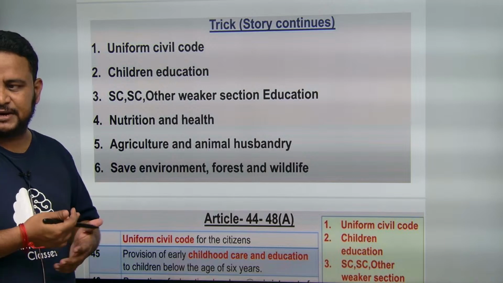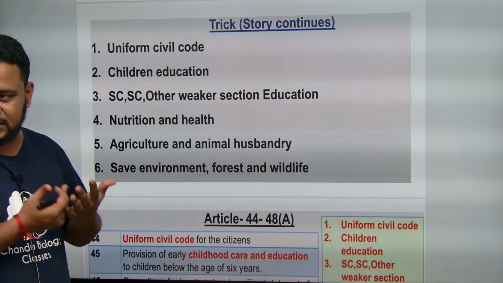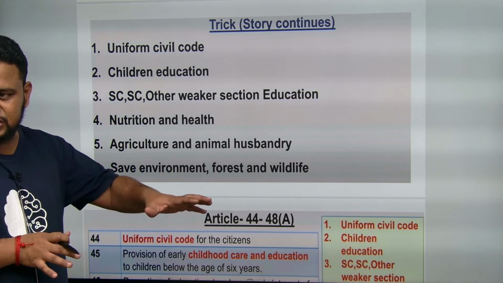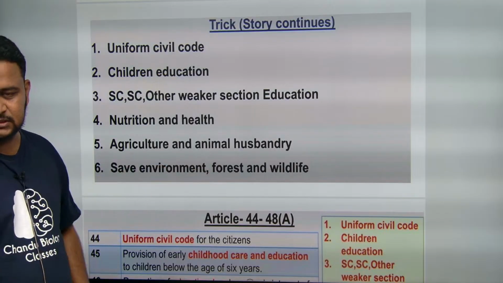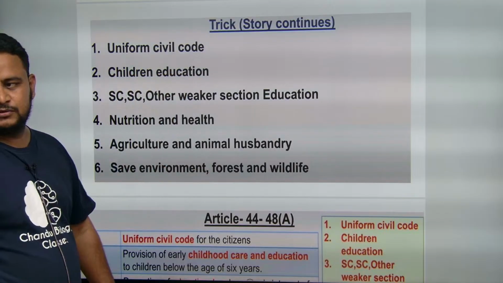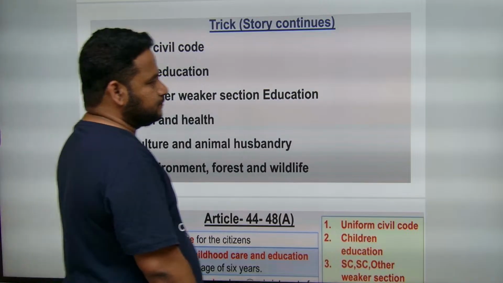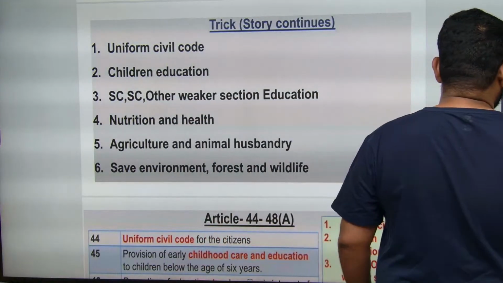So, some people will be earning more, some people will be earning less. That inequality is inevitable. So, to ensure that there will be no conflict, there should be a Uniform Civil Code. Apart from that, the migrant workers who have come back, they will have children.